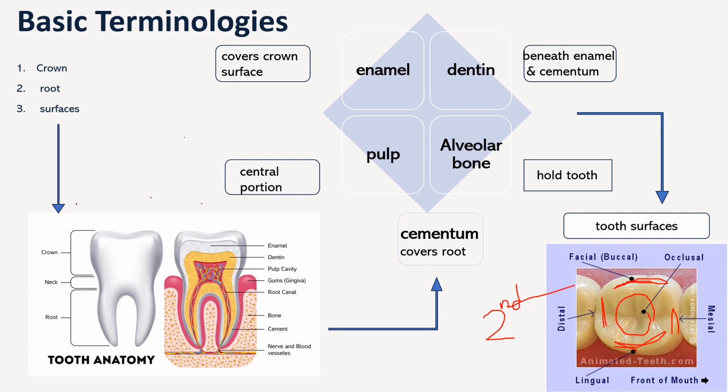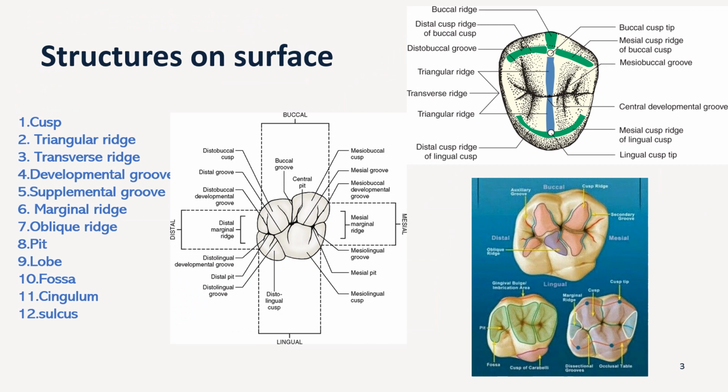Just for telling which tooth it is: a mandibular second molar. Okay, next moving to the margin. So this is the margin of a tooth. Margin of a tooth is this. So what is a marginal ridge? This elevation is nothing but a marginal ridge.